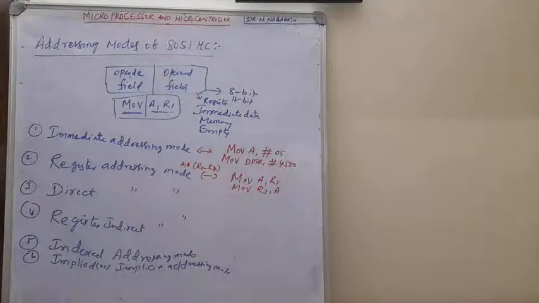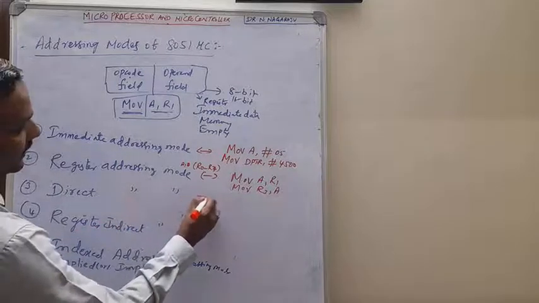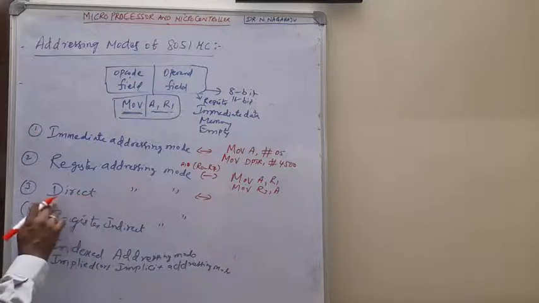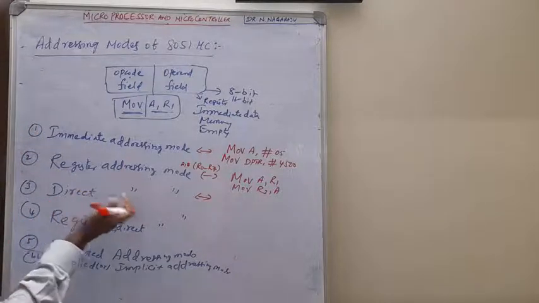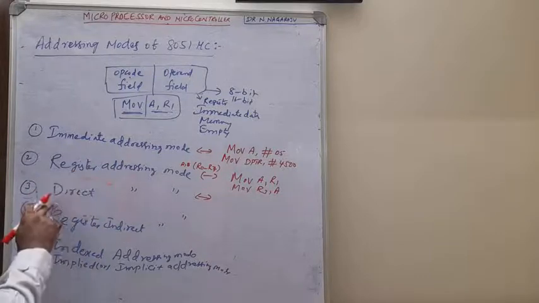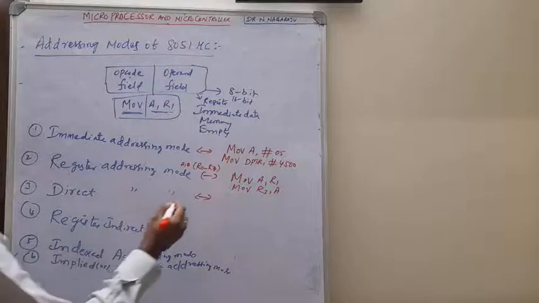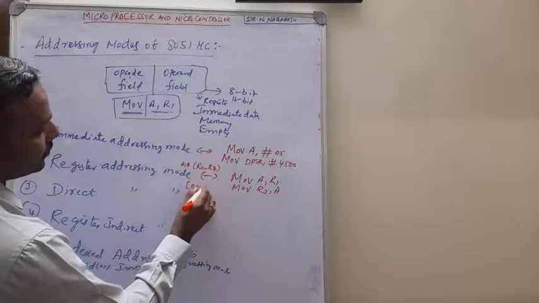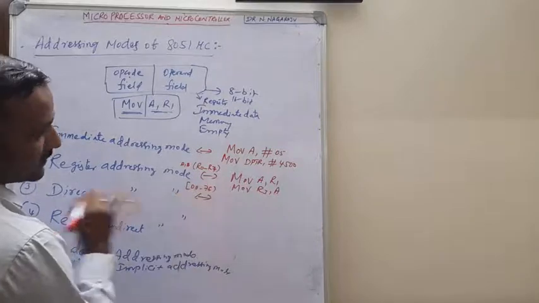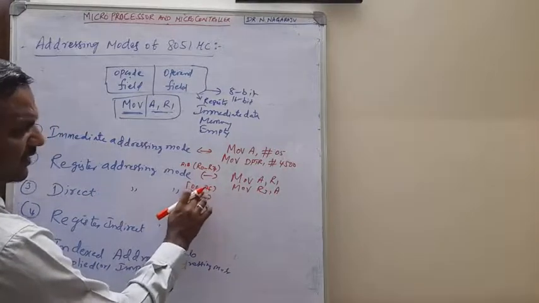Now let us come to the direct addressing mode. The name itself says direct address. The direct address is given in the instruction itself. In the 8051 microcontroller we have 128 bytes of RAM registers, which can be accessed by an 8-bit address. That address range is 00 to 7FH. You can access any address for storing the data.